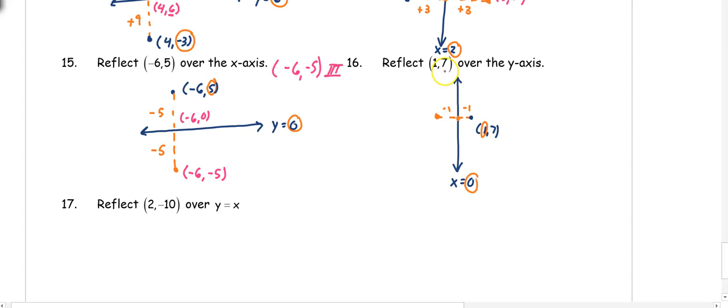So I'm going to need to subtract 1 again. So my point would be 0, 7. And when I subtract 1 again, negative 1, 7. So this would be at negative 1, 7, which is in the second quadrant.